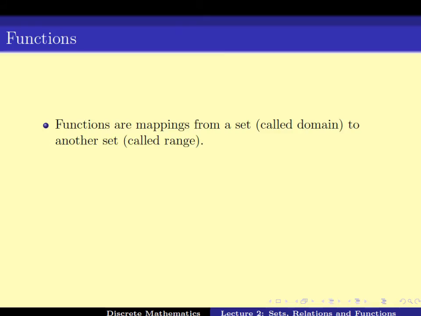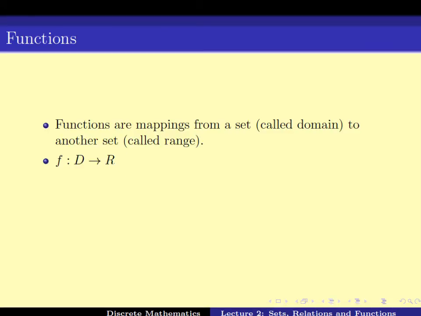Moving on, let us tackle the third important abstract concept, and these are called functions. So what are functions? Functions are mappings from a set which we call a domain to another set which we call range. So it is denoted like this. f from a domain D to a range R.